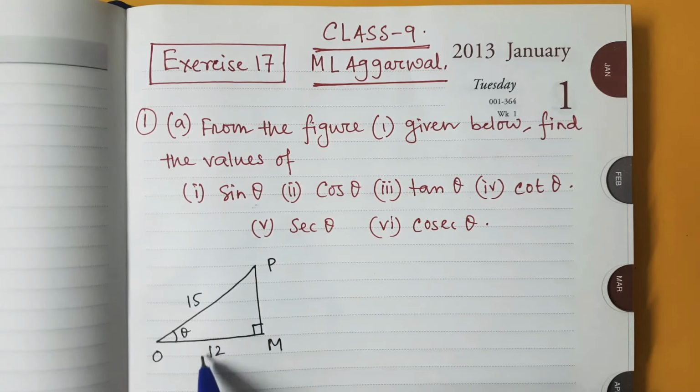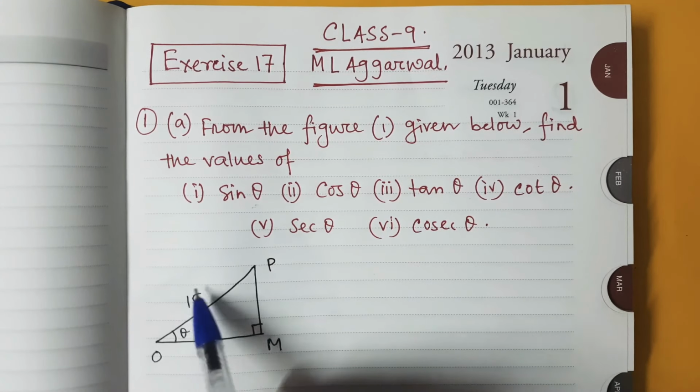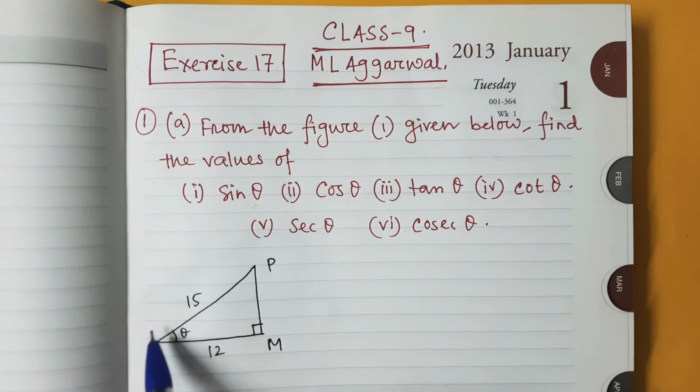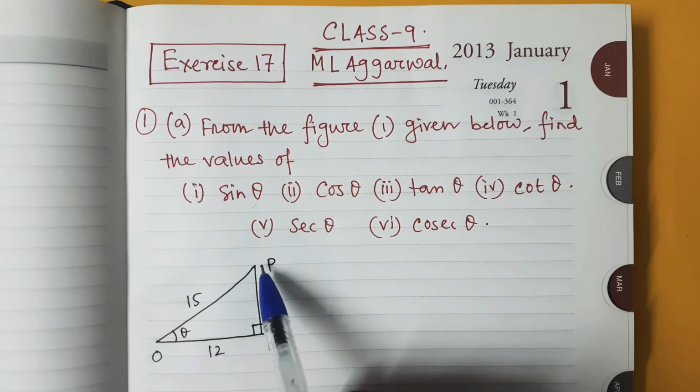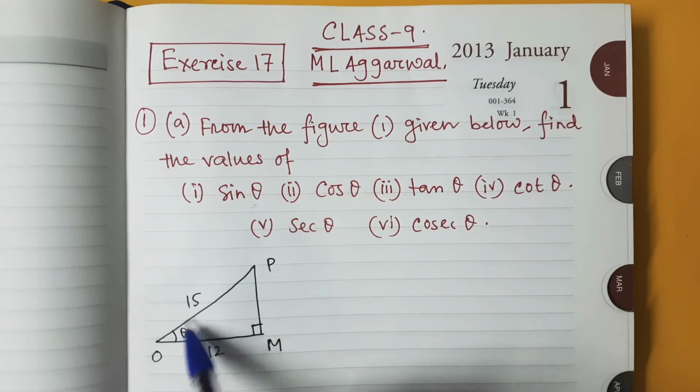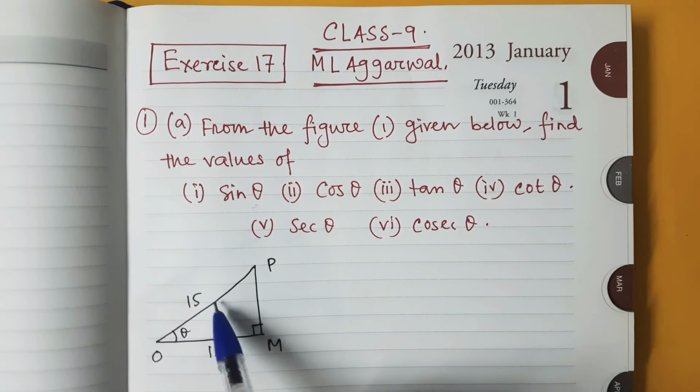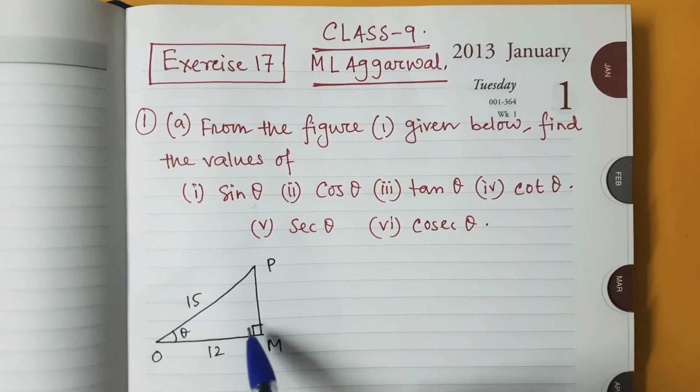Now they have given this value and this value. That means this length is 12, this length is 15. And they are considering this theta. That means this is the base, this is the perpendicular and this is the hypotenuse, because this is the opposite side of this 90-degree angle.